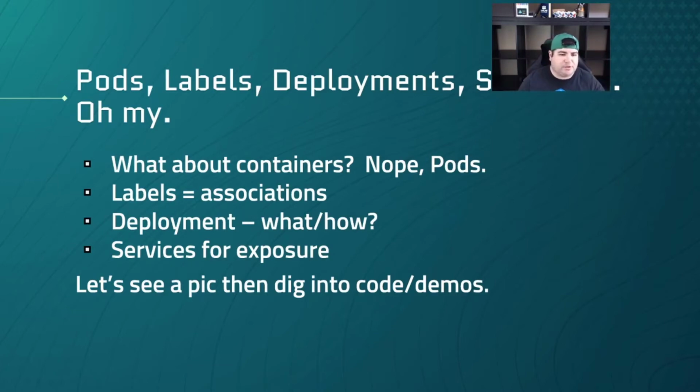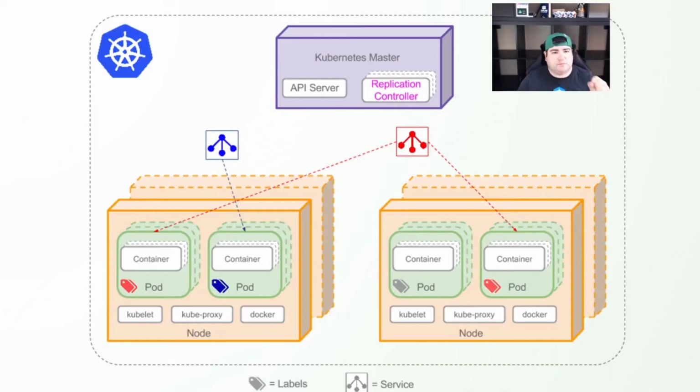So let's see this in a picture and then we'll dig into code and demos, right? So here's a different view for looking at things. Inside of our Kubernetes cluster, up here, we're talking about the Kubernetes Master. That's going to be the master node that handles all of our control plane instances. Over on the left side, we're going to have a node. This is where our applications are actually going to run.